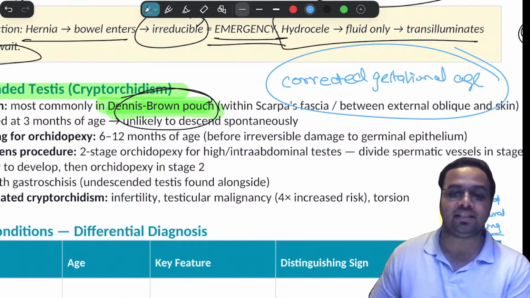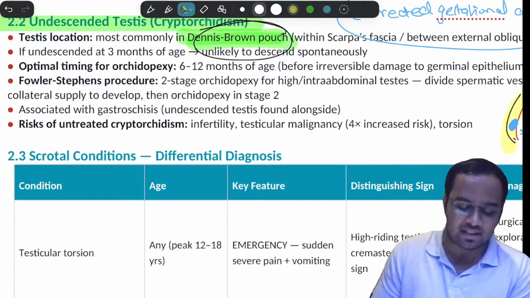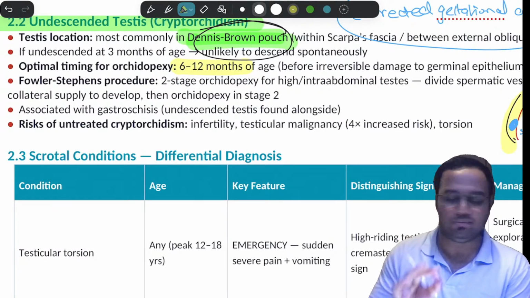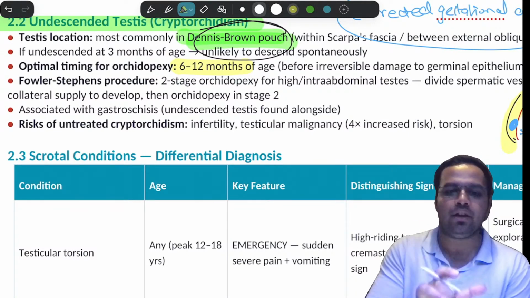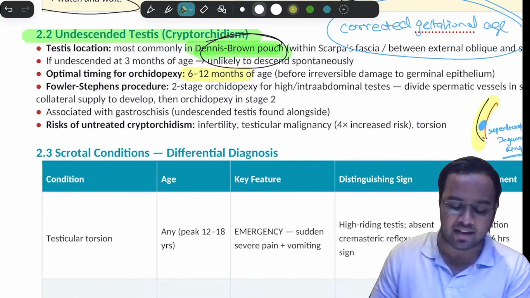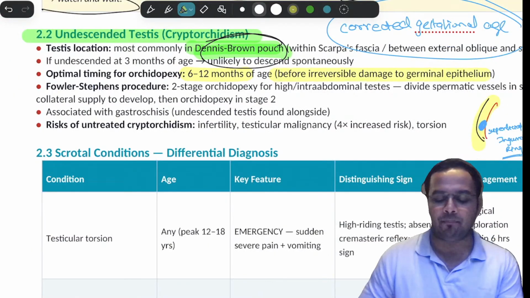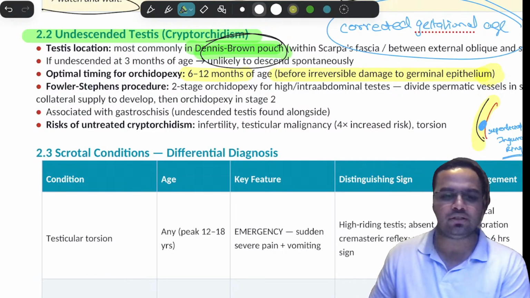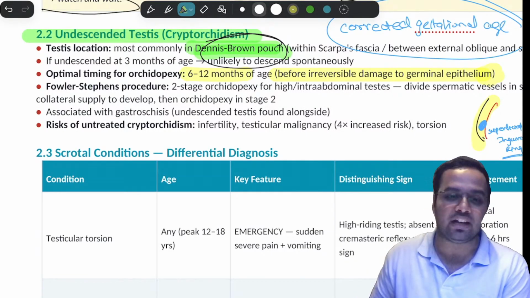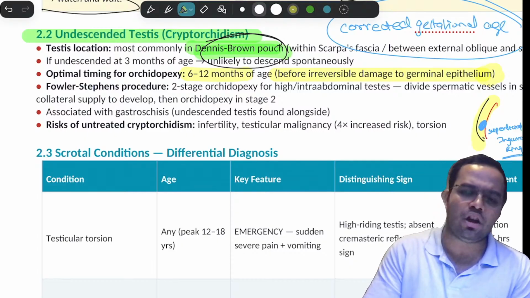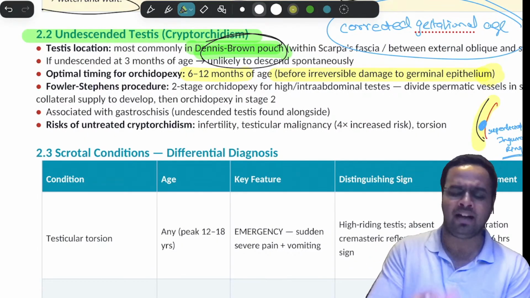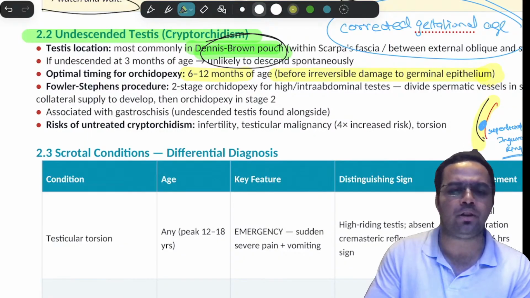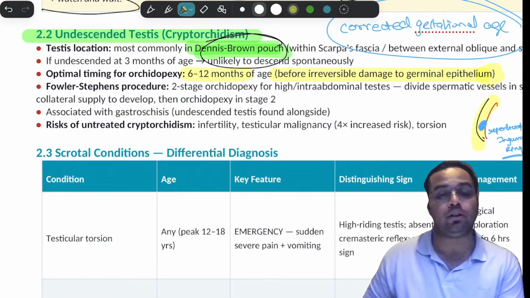So you are going to work out the corrected gestational age, and always remember that you can wait a minimum of 6 months and a maximum of 12 months, and you are going to operate on the patient within 6 to 12 months, before irreversible damage happens to the germinal epithelium. Within 6 to 12 months, the chances of infertility are going to reduce significantly. Testosterone might be produced irrespectively, but if you operate within 6 to 12 months, the changes that happen to spermatogenesis are going to be reduced.